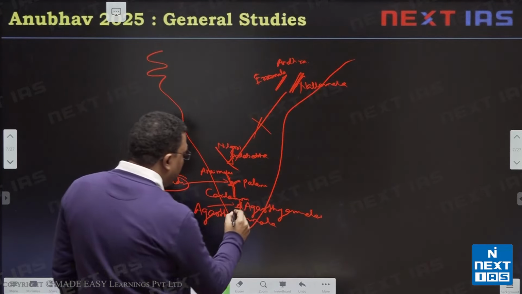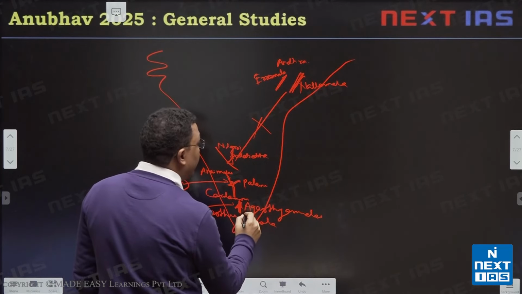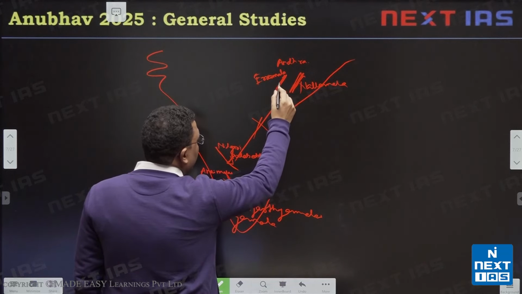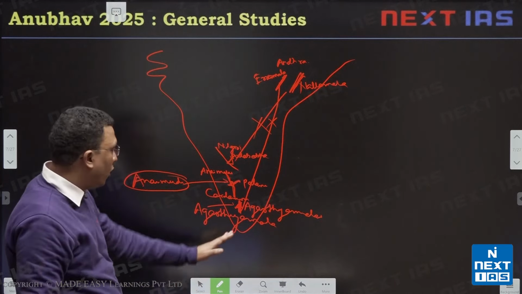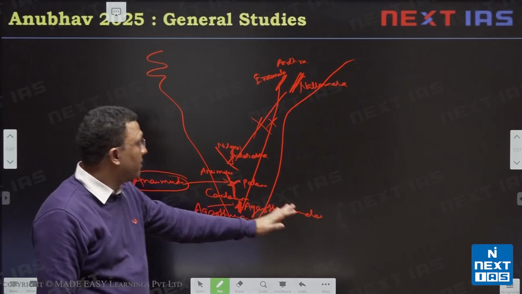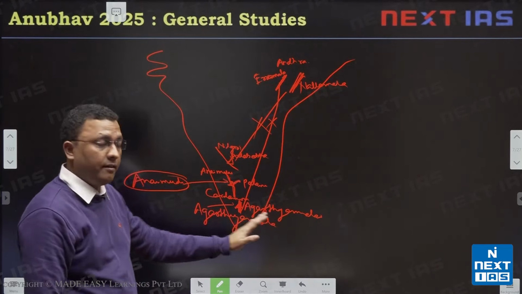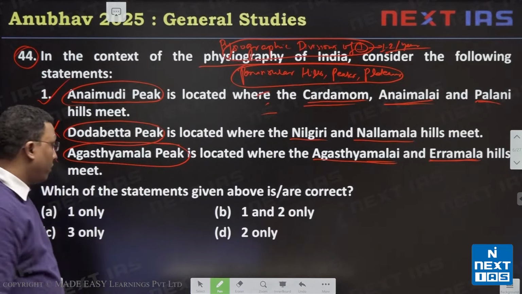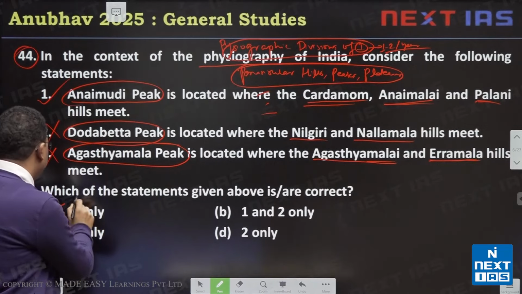Now if you see, Agastya Malai hills is located here in the Kerala and Tamil Nadu border area, and Eramala hill is located in Andhra Pradesh. So again, these two hills can't meet. Although Agastya Mala peak is located on Agastya Malai hills, it is not at the meeting point of Eramala and Agastya Malai, right? So the third statement also becomes wrong. So the correct answer here will be A, 1 only, right?